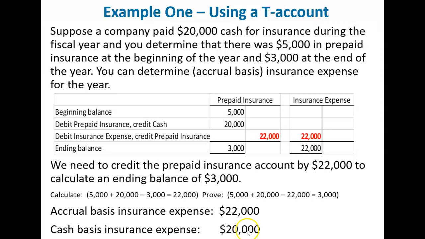The cash basis insurance expense is $20,000. Remember that on the cash basis, expenses are equal to the amount of cash paid for that expense during the accounting period. In this case, the cash paid for insurance was $20,000, so that is the cash basis insurance expense. As a matter of fact, under the cash basis, there is no such thing as a prepaid expense. So under the cash basis, there would be no beginning balance or ending balance in a prepaid insurance account, and the journal entry to record the $20,000 check paid for an insurance premium would be a debit to insurance expense and a credit to cash.